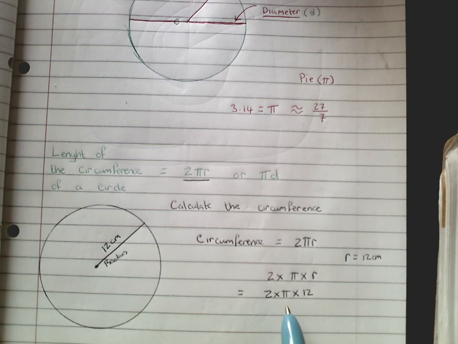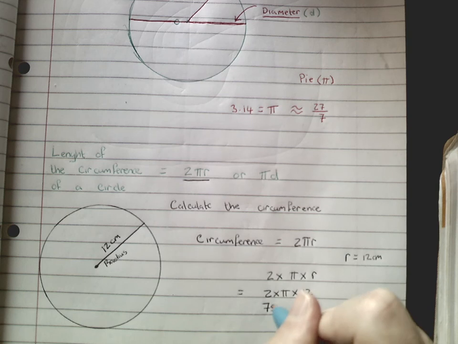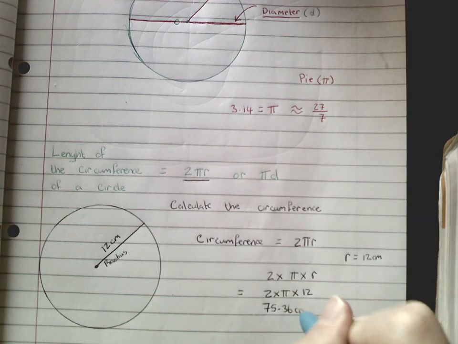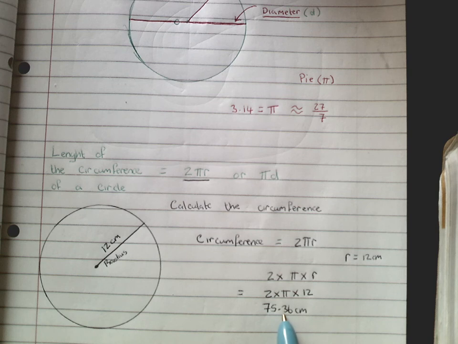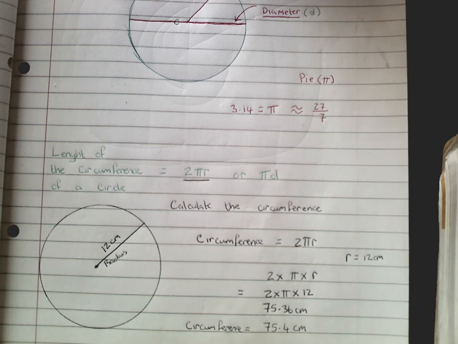Into a calculator, you're going to get roughly 75.36 centimeters. And if we were to round that to one decimal place, we're looking at the 3, looking at the number after it, it's greater than 5, so we have to round this up. So this would become 75.4 centimeters. And this is the circumference. So the circumference is equal to 75.4 centimeters.